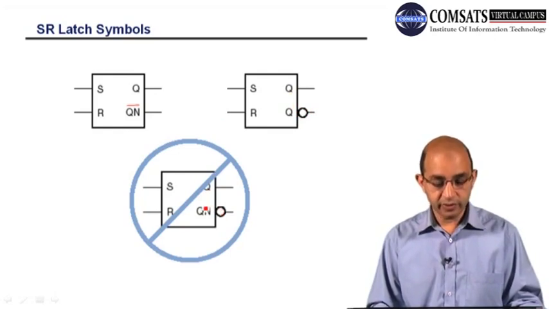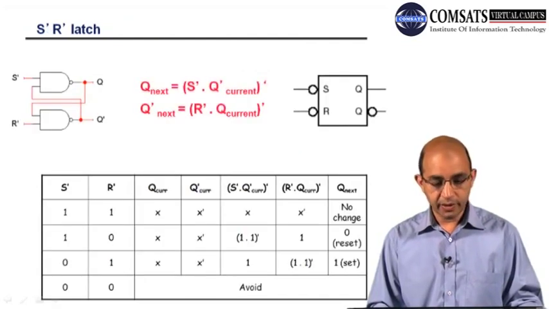But this is not allowed. You cannot place the bubble and put the bar at the same time. So this N is actually the bar. Here we have the SR latch, but we have complemented the SR. You can see the bubbles at the input of S and R. So this is Q and this is Q bar.